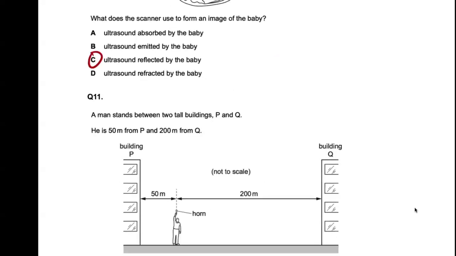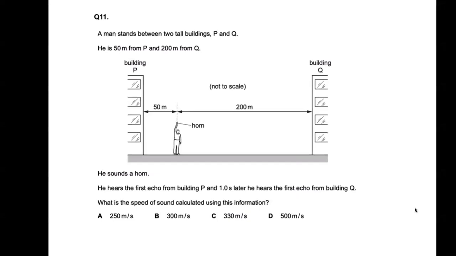11. Now this is a sort of tricky question, because anybody and everybody who knows the echoing formula just can't use the formula to do this question. So it needs a little bit of thinking. A man stands between two tall buildings P and Q. He is 50 meters from P, 200 meters from Q. So this is building P, this is building Q. He sounds a horn. He hears the first echo from building P, obviously because this distance is less. And 1 second later, he hears the first echo from building Q.